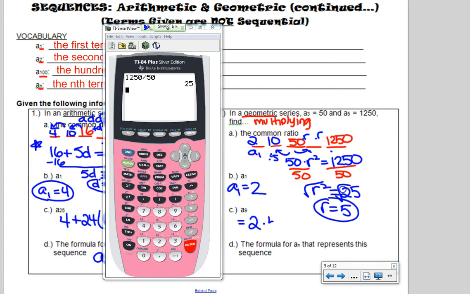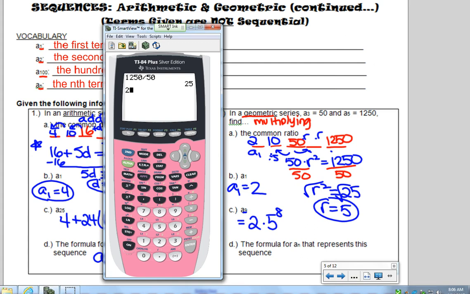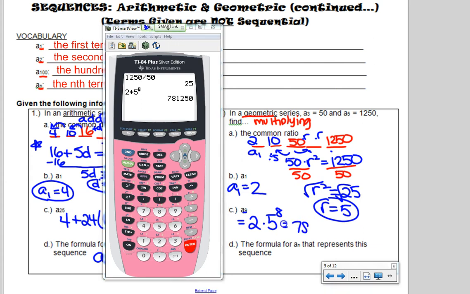I'm multiplying by 5, and the number of 5s I'm going to multiply in are 1 less than the number of terms I have. So to get to the 9th, I'm going to have 8 5s. So 2 times 5 to the 8th power. I now know my ninth term will be 781,250.